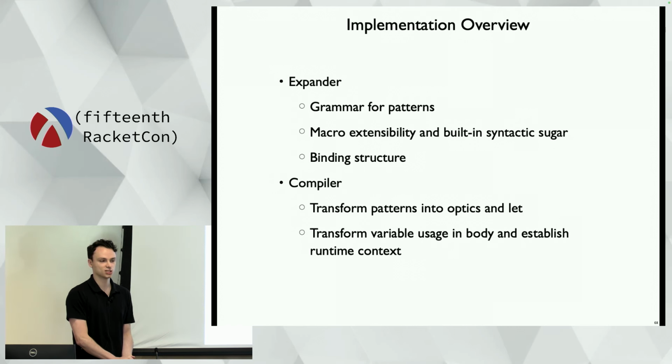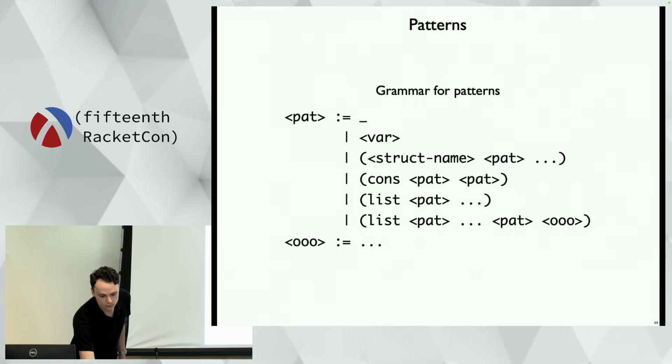So our implementation is going to be split up into two main components: the expander, which is written in syntax spec, and the compiler, which is a macro that translates patterns into optics and lets, and then it also transforms those set bangs and variable usages in the body. So here's the grammar for patterns.